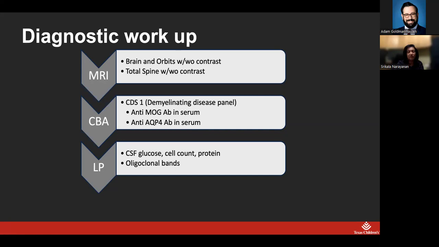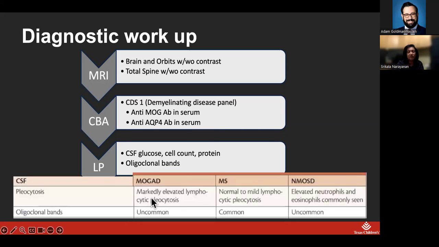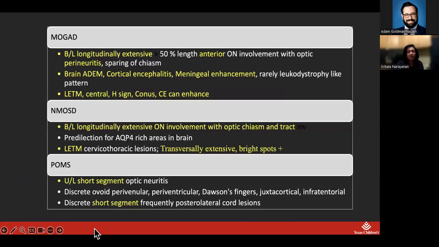And now in 2017, the McDonald criteria are also much more important because oligoclonal bands substitute for dissemination in time. If we just look at CSF, MOG-associated antibody disease will have more elevated lymphocytic pleocytosis, not so much in MS. And in NMO spectrum, you'll have more elevated neutrophils and eosinophils. So there is a little bit of a difference in the way pleocytosis plays out. And oligoclonal bands are uncommon in MOG and NMO, and they're common in MS, which we already talked about.